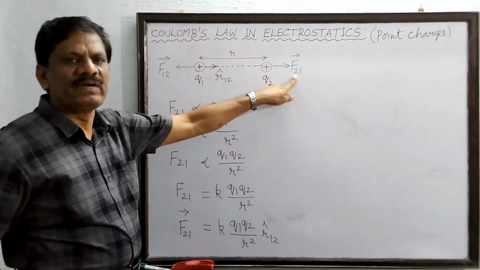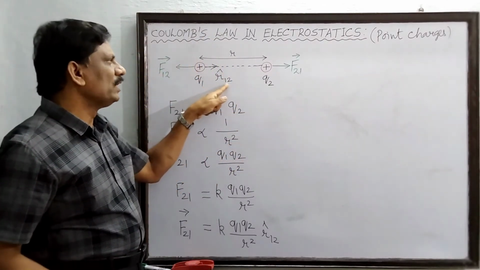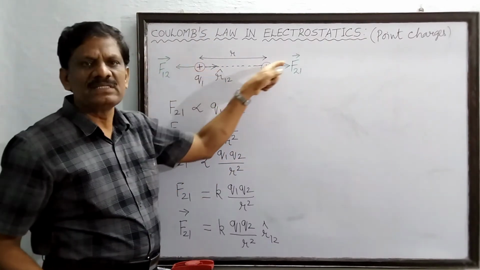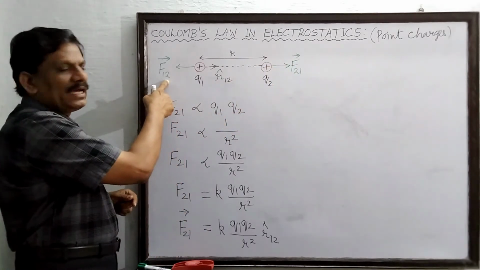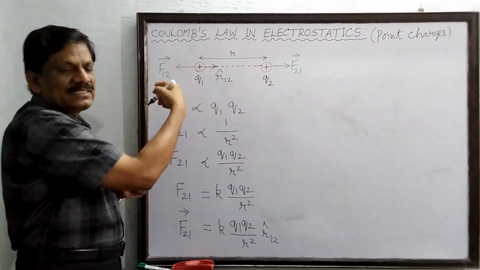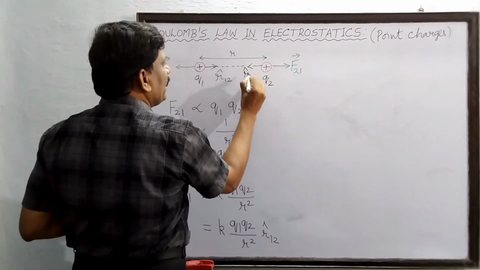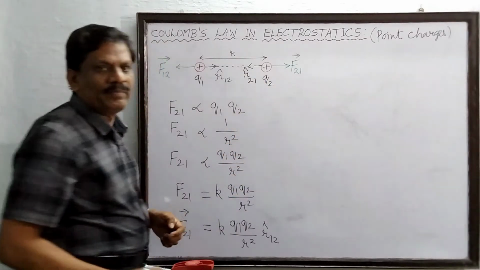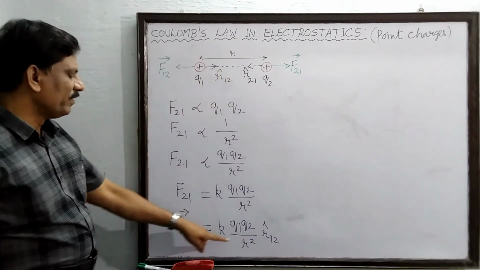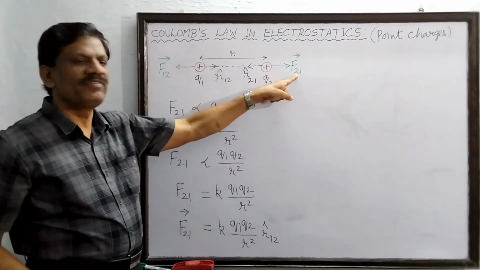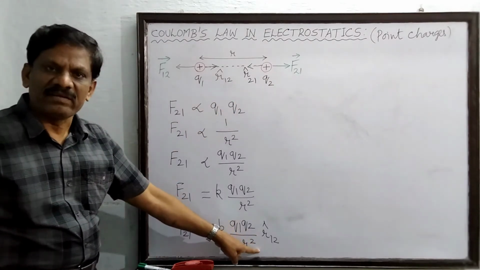So F21 vector is along the positive x-axis. Similarly, r cap 12 is also acting along the positive x direction. Similarly, if you take F12 vector, it is in the negative x direction. So along this direction, another unit vector r21 cap. So this r12 cap is the unit vector along the direction of F21. So this is Coulomb's law in vector form.